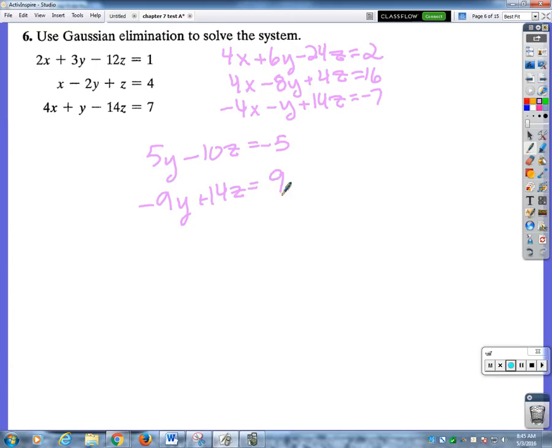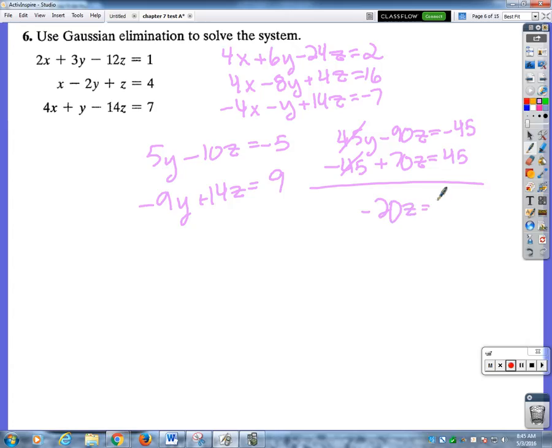All right, so that's kind of gross because I can't really get anything easily that they're equal to, so I'm just going to attack the y's because the numbers are smaller. And the lowest common multiple of 5 and 9 is 45. So I have to multiply this one by 9. So this is going to be 45y minus 90z equals negative 45. And then this one by 5, negative 45y plus 70z equals 45. So these cancel. Negative 20z equals 0.